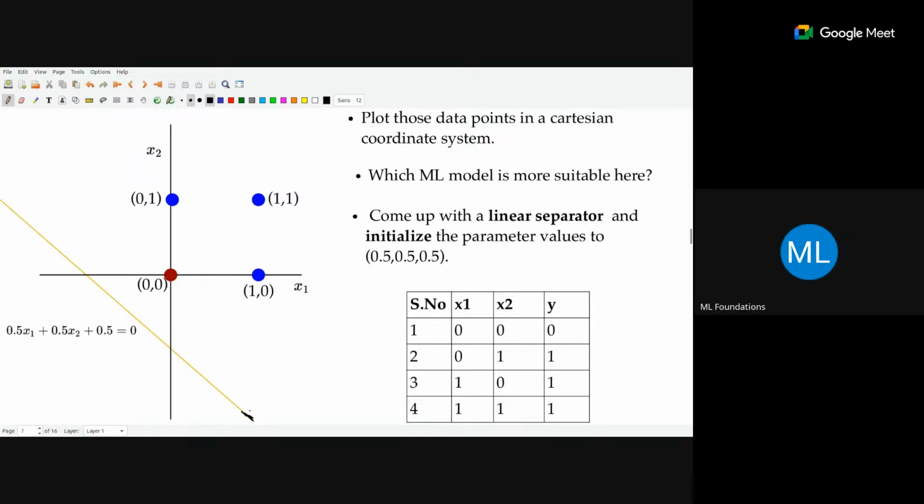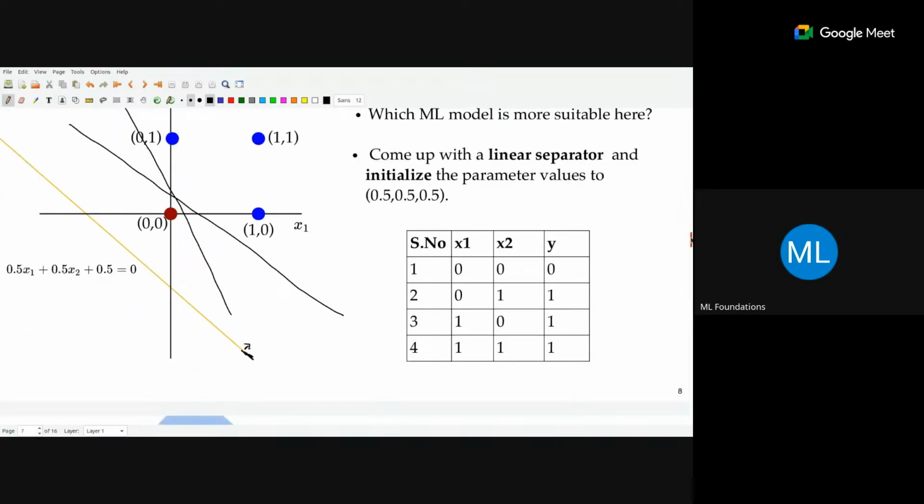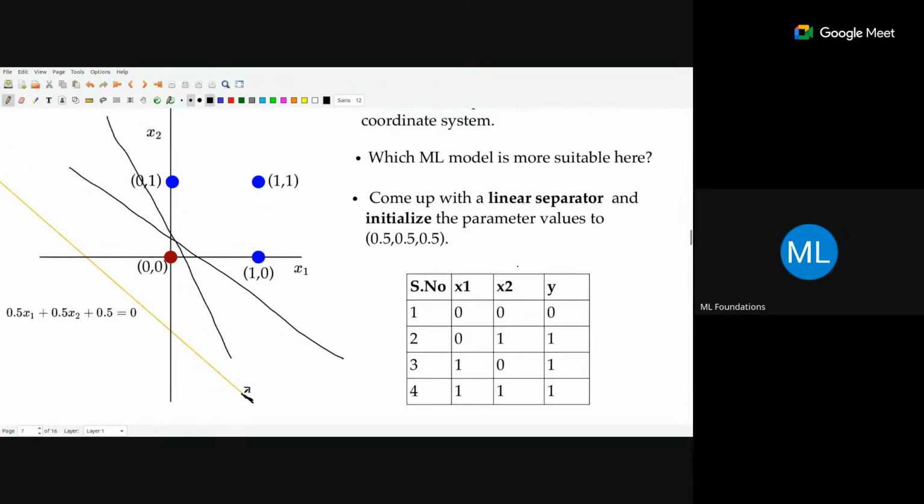And my question is, there can be many linear separators. I can come up with this linear separator, and there can be another linear separator. So these all are linear separators. For this particular data, I am asking about this particular linear separator, and now I am asking you to find the loss of this particular linear separator. What will be the loss?